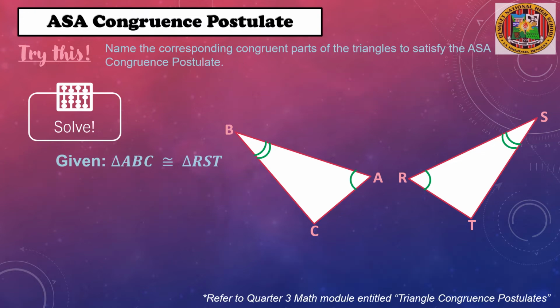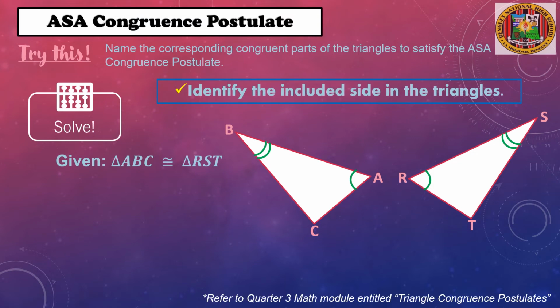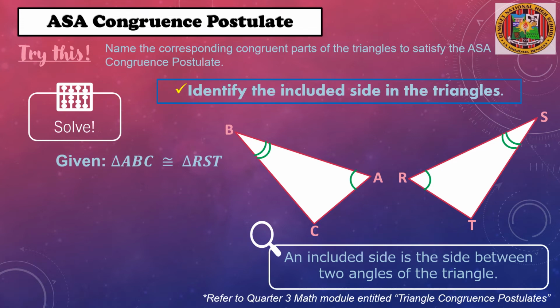Now let us identify the corresponding included sides in the triangles. An included side is the side between two angles of the triangle. Since we identified two angles in triangle ABC, we identify the included side between angle A and angle B, which is side AB. Its corresponding included side lies between angle R and angle S, and that is side RS. Thus, we say that line segment AB is congruent to line segment RS.